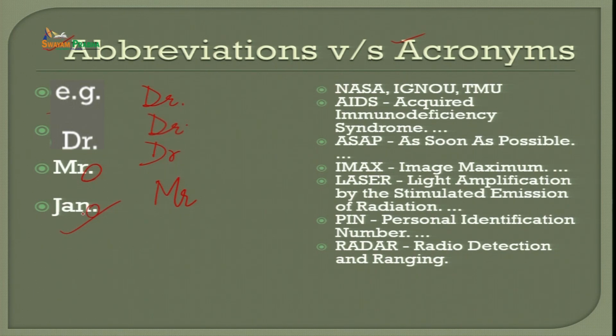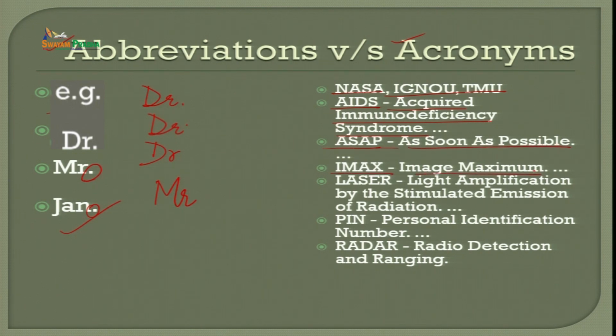But what are acronyms? Acronyms are those words which are the initials of those big words. Okay? You might have heard about NASA. You might have heard about AIDS. You might have heard about ASAP, that is NASA, IGNU, TMU. AIDS is acquired immunodeficiency syndrome. ASAP, as soon as possible.